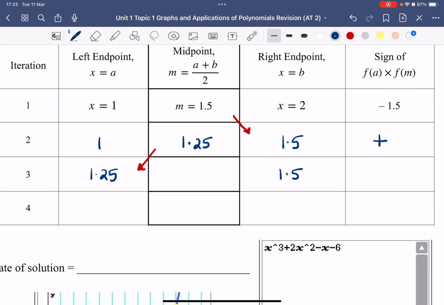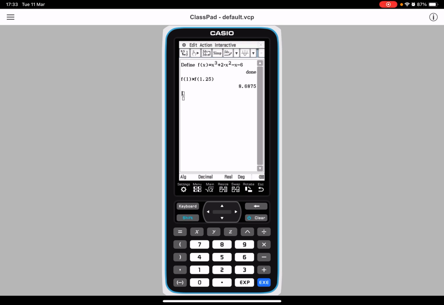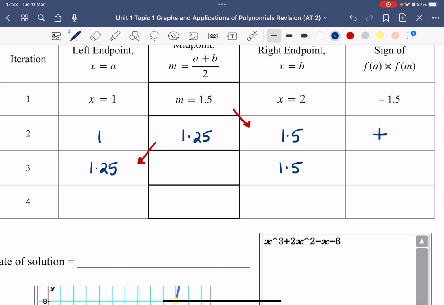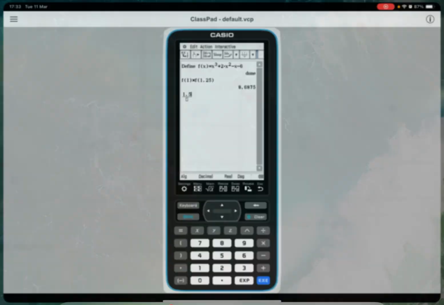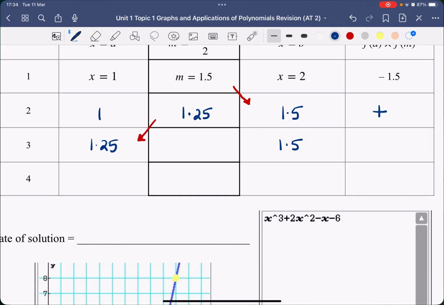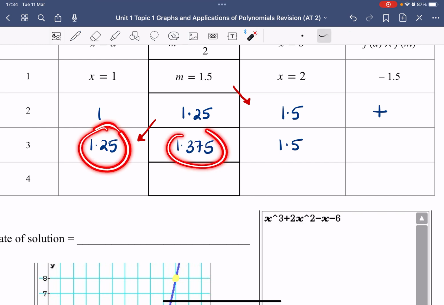What's halfway between 1.25 and 1.5? There's no reason why you can't use your calculator to do that. It's basically 1.5 plus 1.25 divided by 2, which gives us 1.375. Now we want to do f of a times f of m.